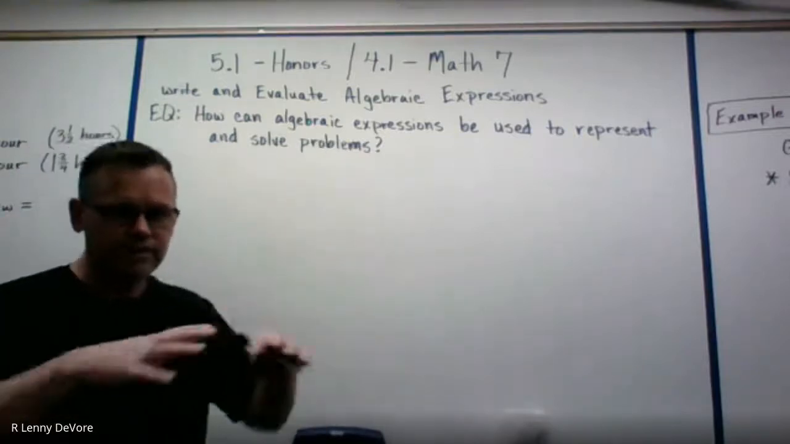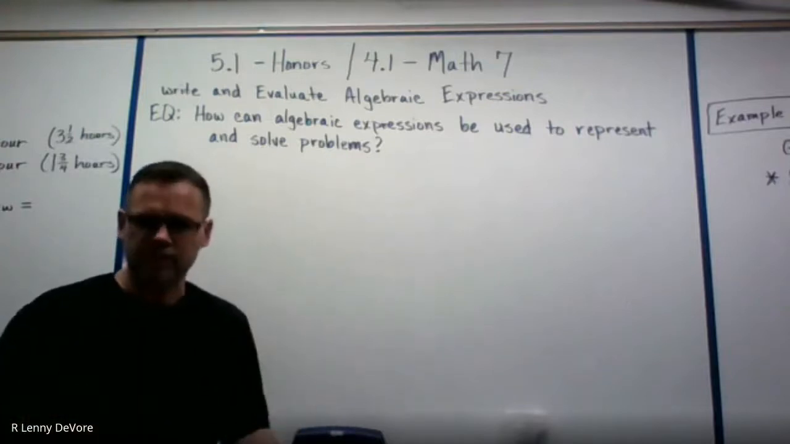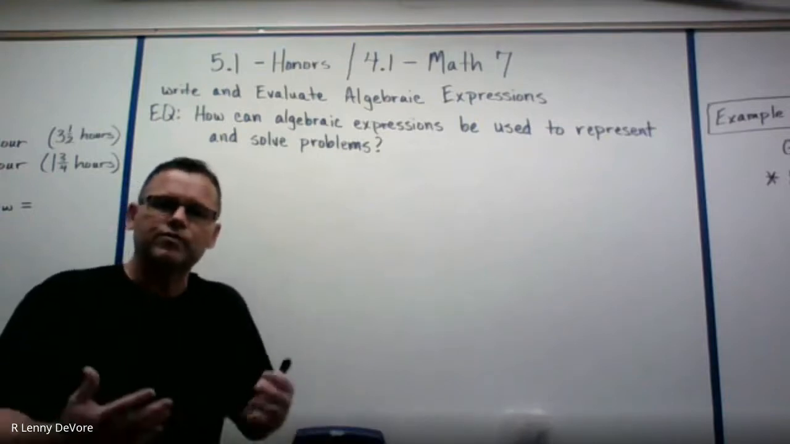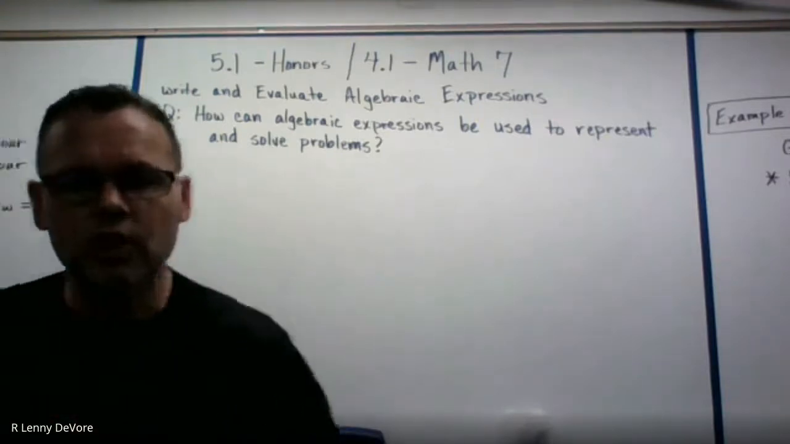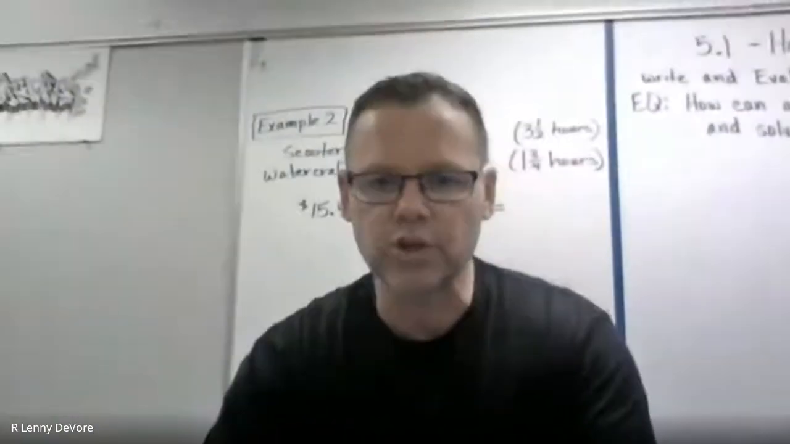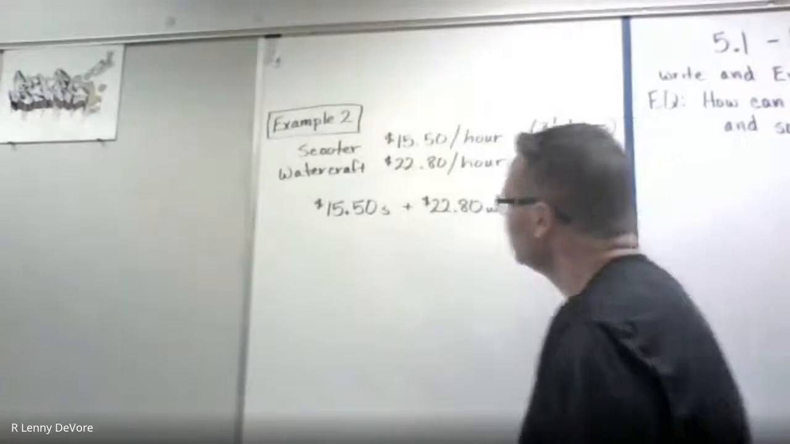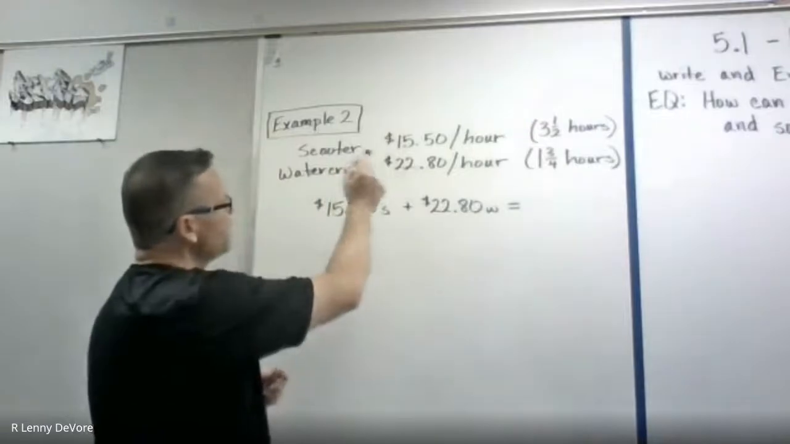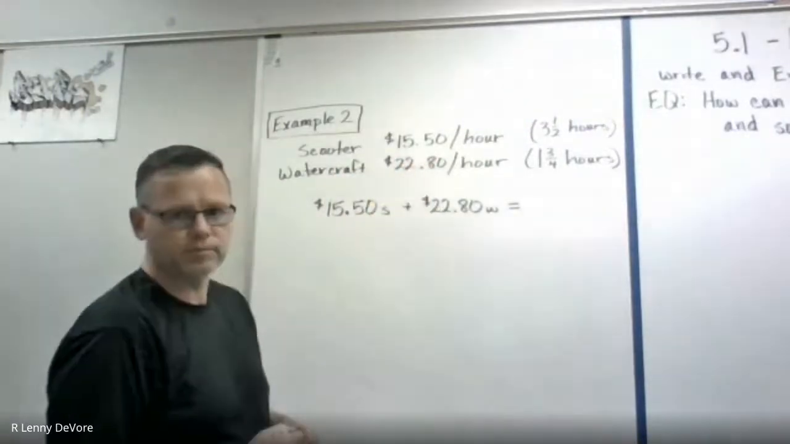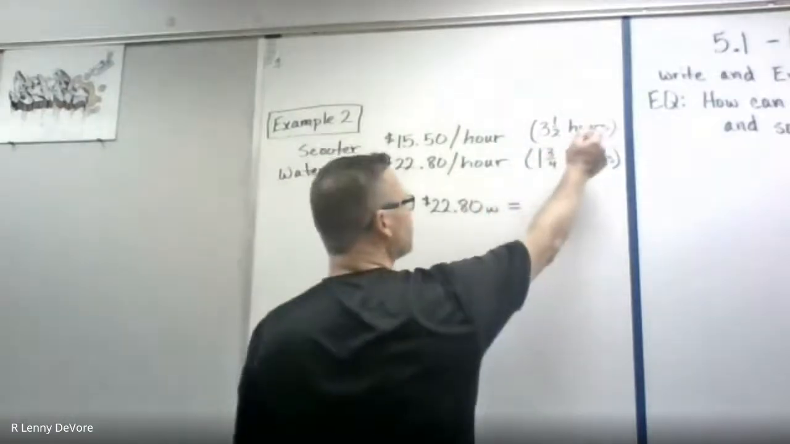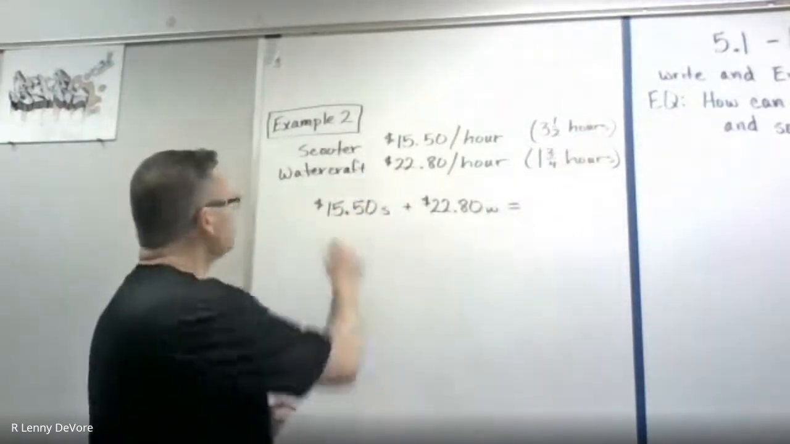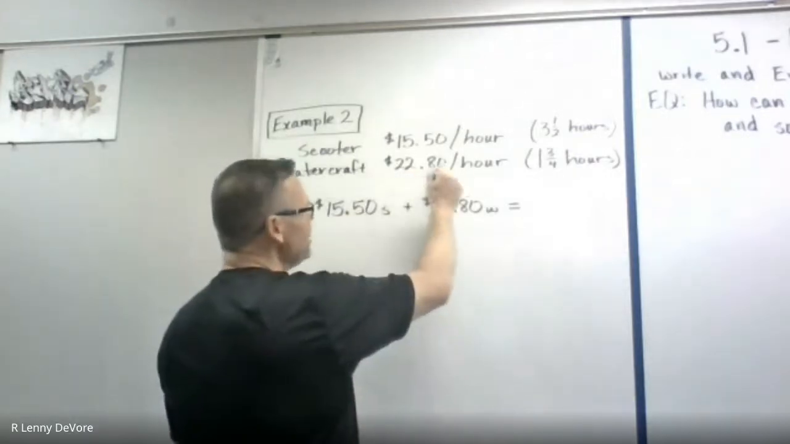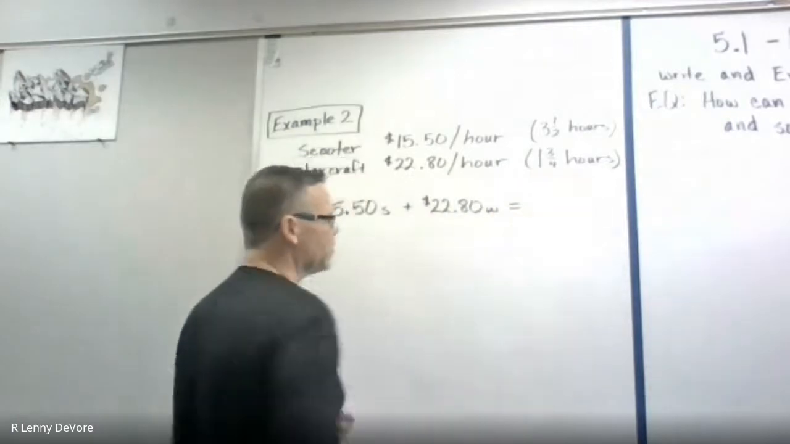Now you're going to see how this is very much scenario oriented. Okay, people earning money, people paying for things. If you can work out an equation for this, then you can figure this out. So I'm going to go over a couple of examples. Here's example 2. They give you a certain amount of information. With a scooter, it's $15.50 per hour, and they're going to use the scooter for 3.5 hours. For the watercraft, so they must be on vacation, right? It's $22.80 an hour, but they're going to use it for 1 3/4 hours.